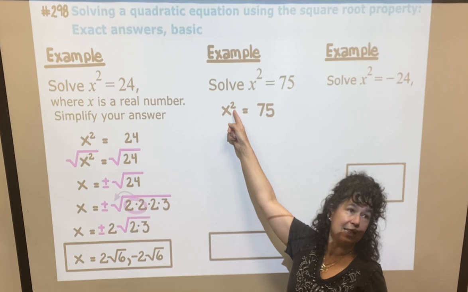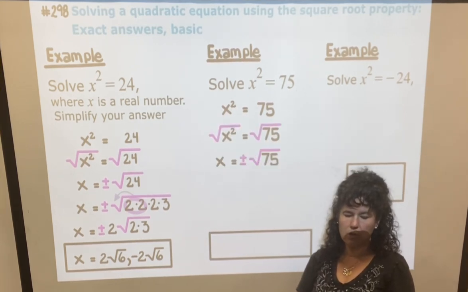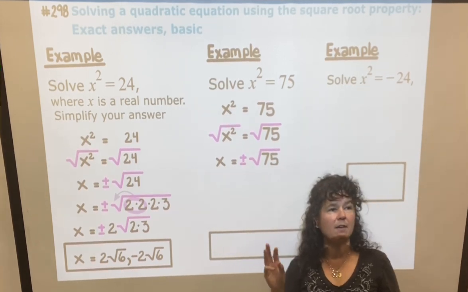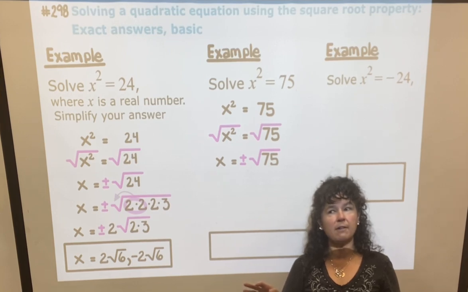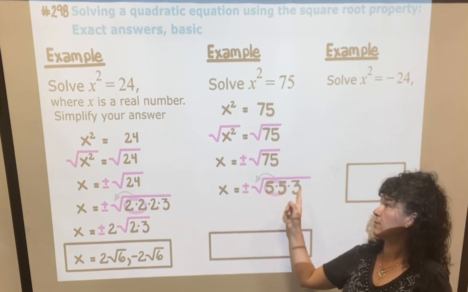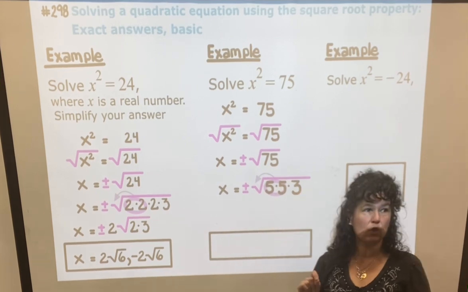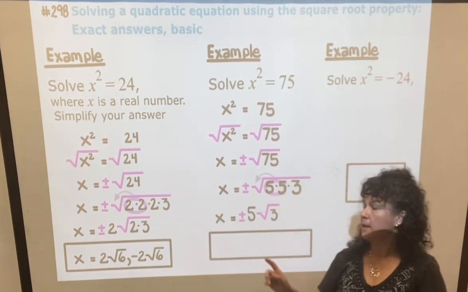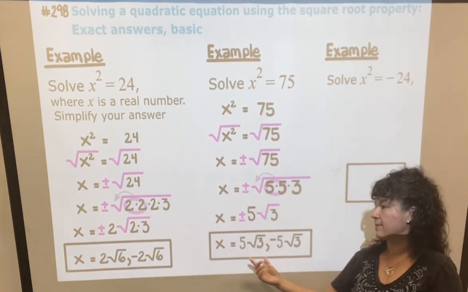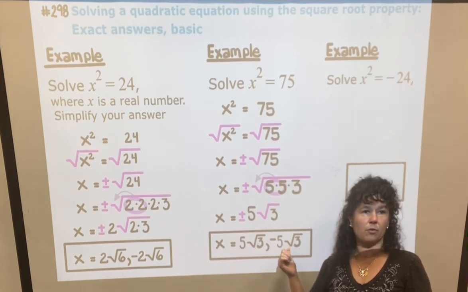So to get rid of it to the second power, I'm going to take a square root of both sides. Remember, when you square root, you get both positive and negative. 75 is 3 times 25, and 25 is 5 times 5. So 75 is 5 times 5 times 3. A pair of 5's, take a single 5 out. 3 is trapped inside. And so I have plus or minus 5 root 3. If I expand that, we're saying that our answers are 5 root 3 and negative 5 root 3.